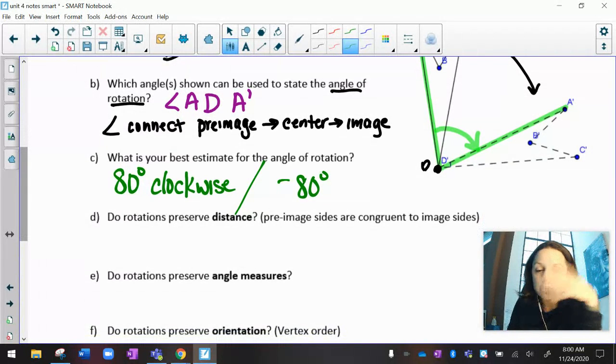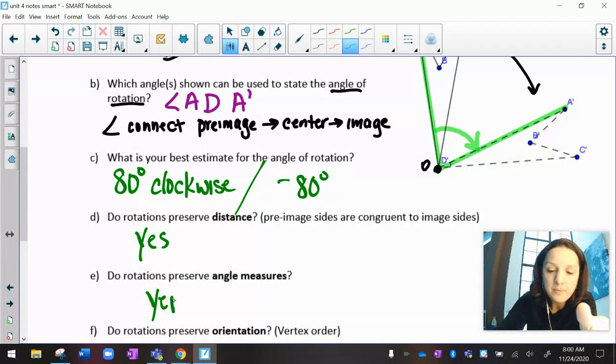All right, and then it says, do rotations preserve distance? So are those two kites congruent? Well, yeah. Do rotations preserve angle measure? Well, yeah, the first shape is congruent to the next shape. The angles didn't change, so yep.